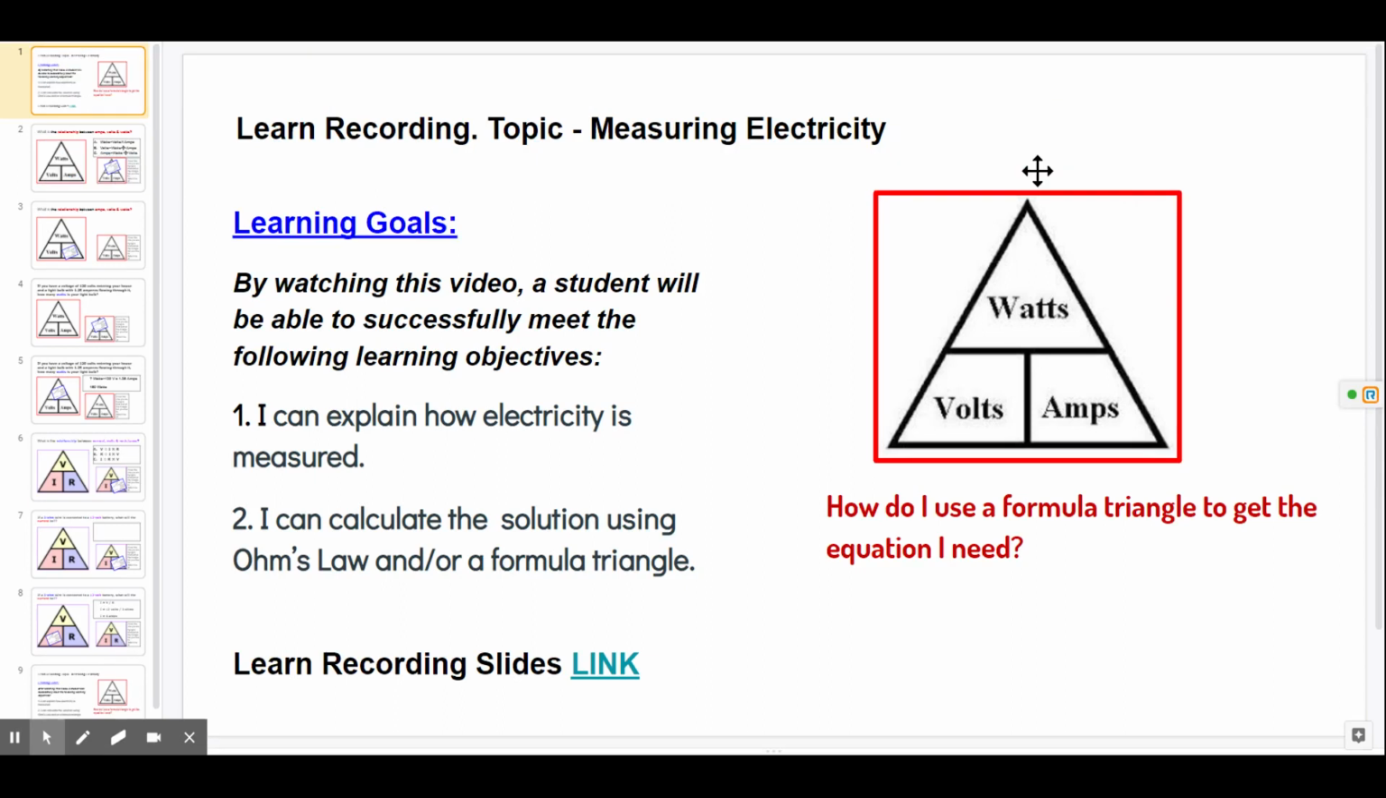This is your Learn recording for measuring electricity, Ohm's law, and formula triangles. By watching this video, a student will be able to successfully meet the following learning objectives. I can explain how electricity is measured. I can calculate the solution using Ohm's law and/or a formula triangle.